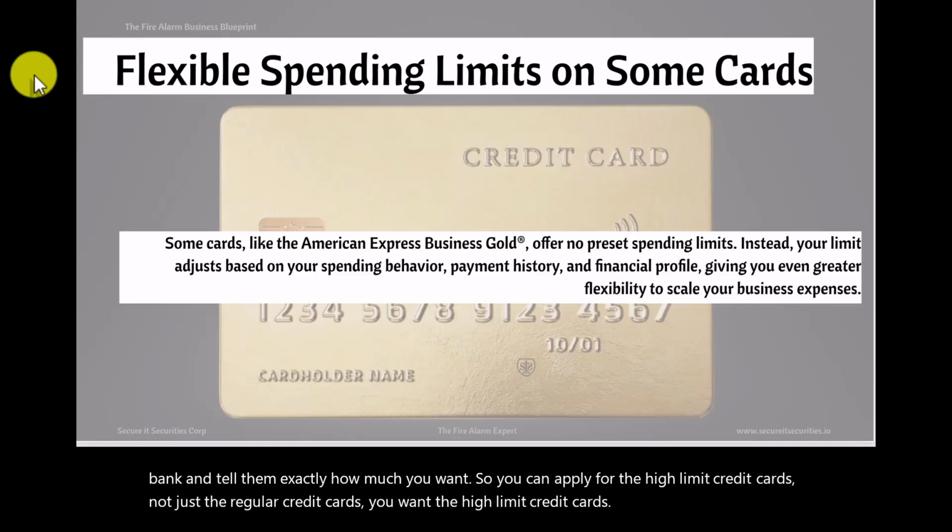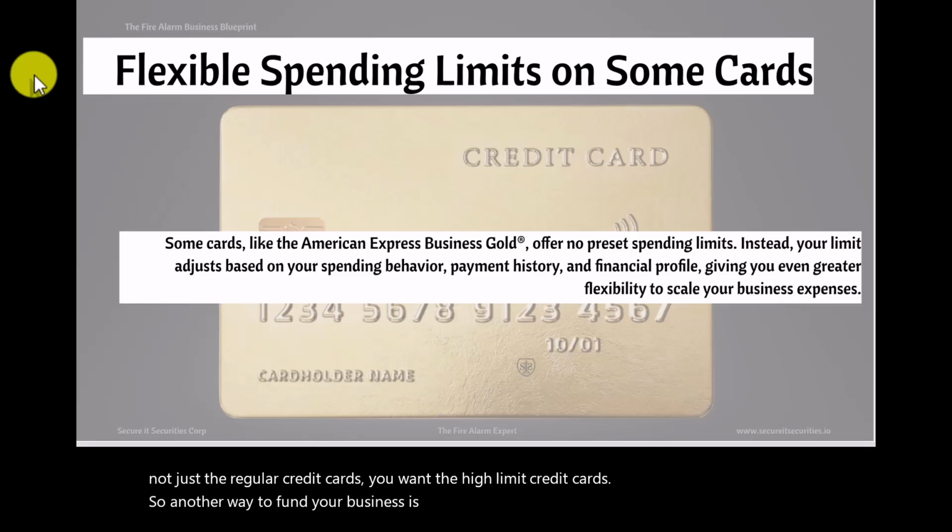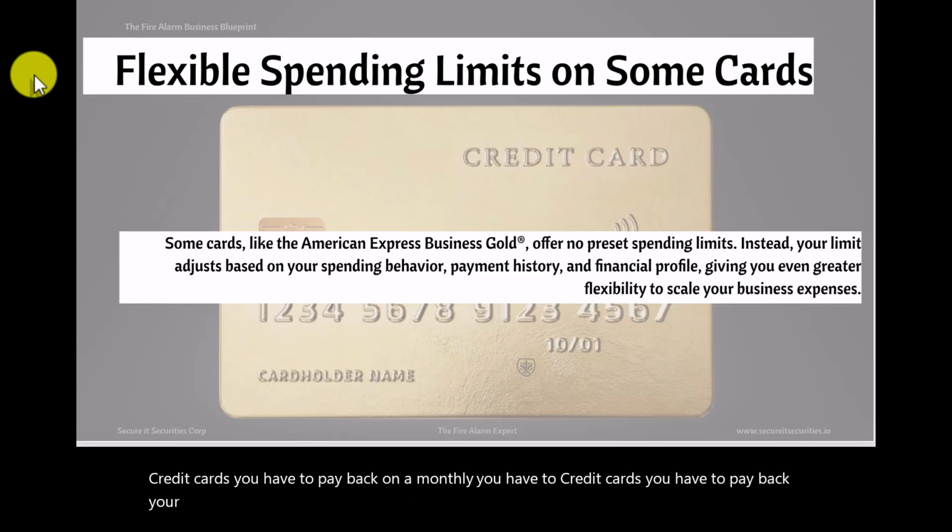So another way to fund your business is through American Express credit cards. American Express credit cards are more like charge cards. Charge cards are different than credit cards. Credit cards, you have to pay your balance down each and every month. A charge card, you got to pay that whole thing back at the end of each and every month.